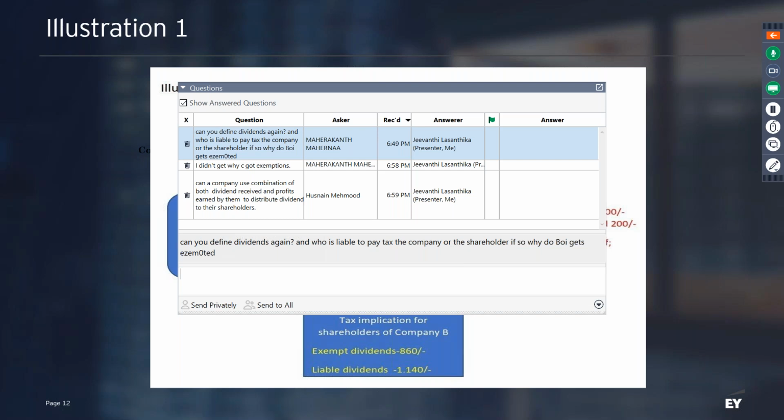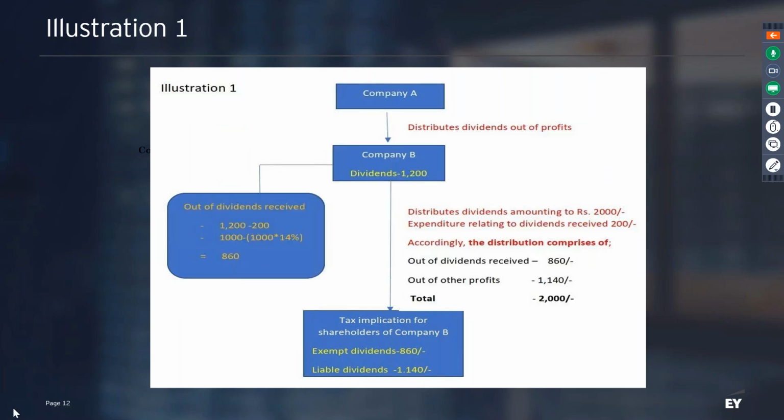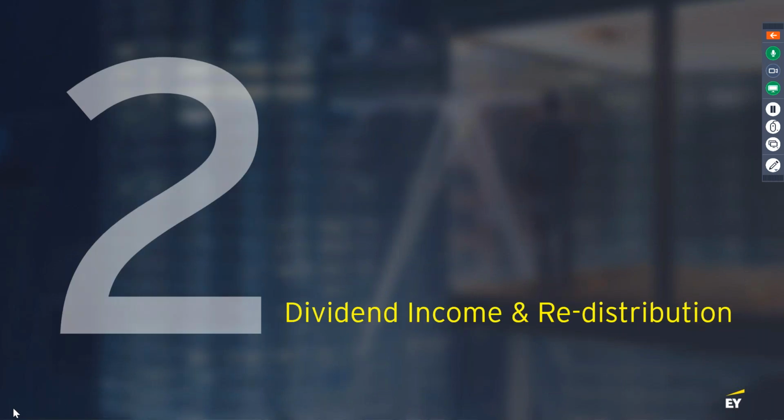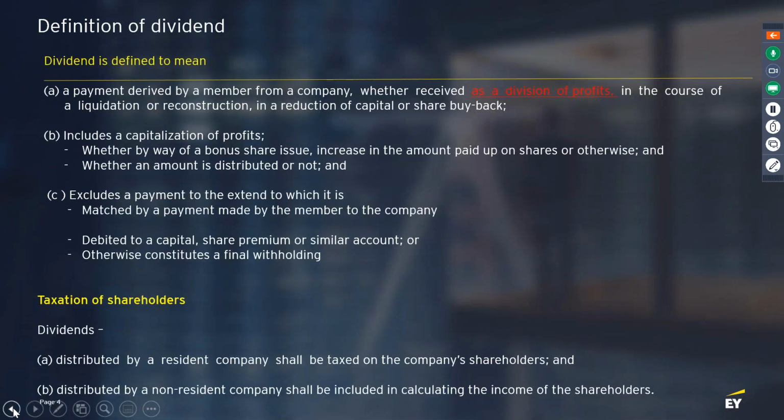The definition of dividend can be in various forms. Jivani, can you go into that? If you really look at it, a dividend can arise if there is a share buyback. If you are a group company and there is a reconstruction of your group, there might be instances where a dividend can arise.